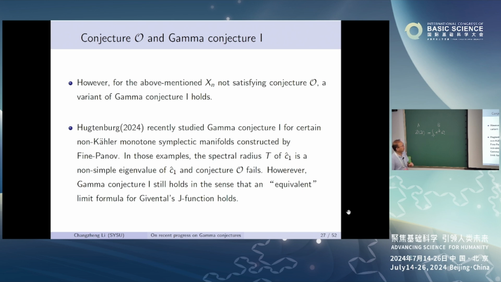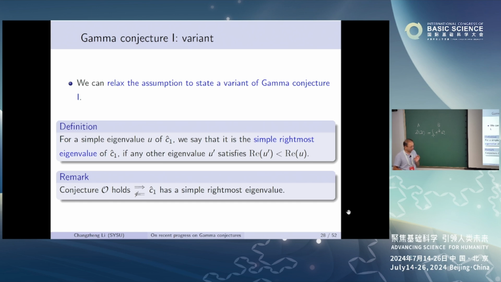Also, about 2 months ago, this person posted a paper on arXiv. They studied non-Kähler monotone symplectic manifolds. In that example, the spectral radius is an eigenvalue, but it is not simple. Even so, he can study the coefficients of the J function such that this limit of the coefficients still holds in some sense, in some kind of equivalent form. It just says that the statement of Gamma Conjecture 1 could hold in some more general cases.